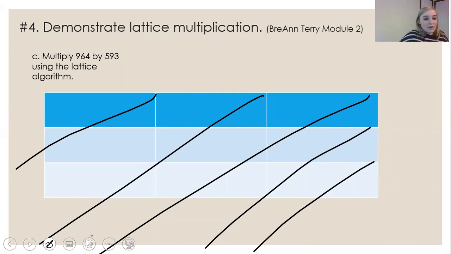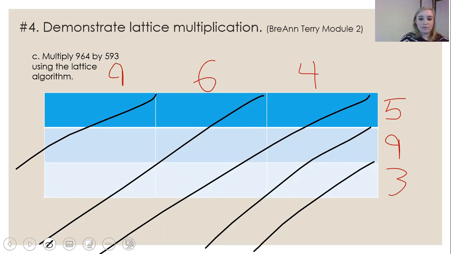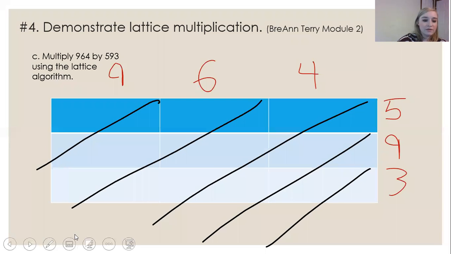So next we have our very last one, and it is 964 times 593. Okay. So first we're going to start out by 4 times 5, which is 20. 6 times 5 is 30. And 9 times 5 is 45. So we're done with the first row.